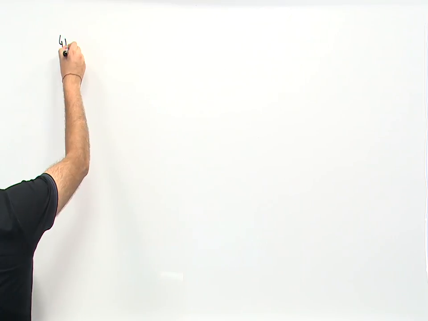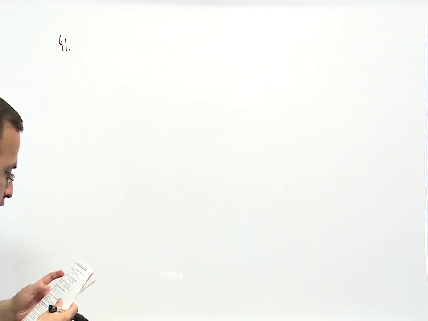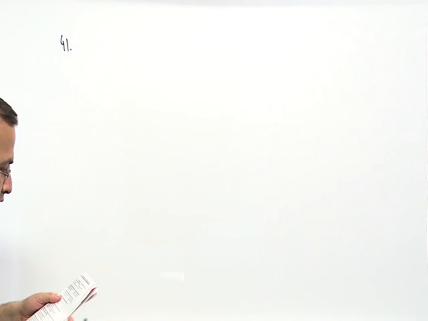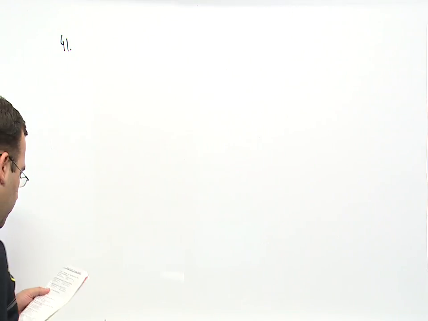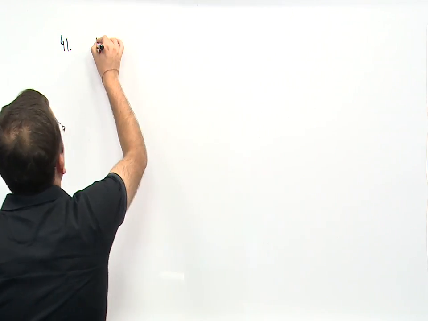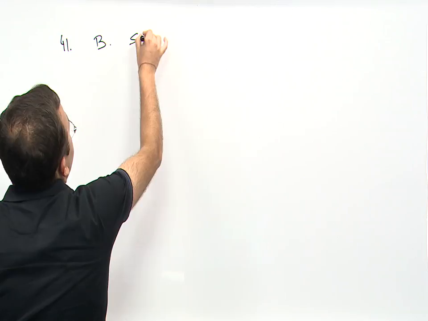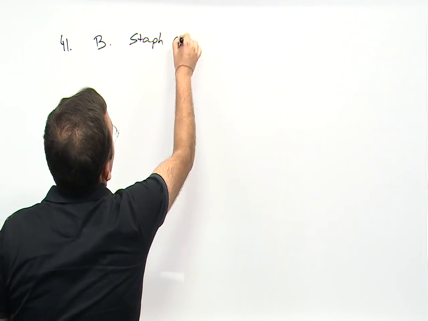Okay, so this gets us to the next question, that is question 41. Organism responsible for endocarditis after early prosthetic heart valve replacement. B. Staph epidermidis.